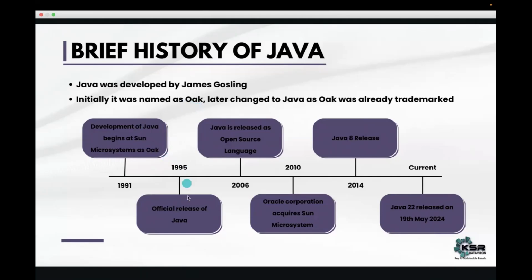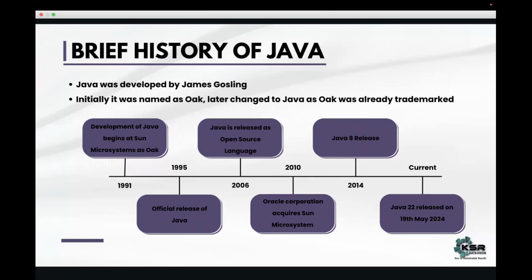In 1995, they released an official version of Java. In 2006, people thought that it's widely used, so let's open source it. So Java was released as an open source language. In 2010, Oracle thought that Java can be the next big thing, that it can become very huge. Let's buy Sun Microsystems. So they acquired Sun Microsystems and started owning Java. In 2014, they released Java 8, which is widely used even now.